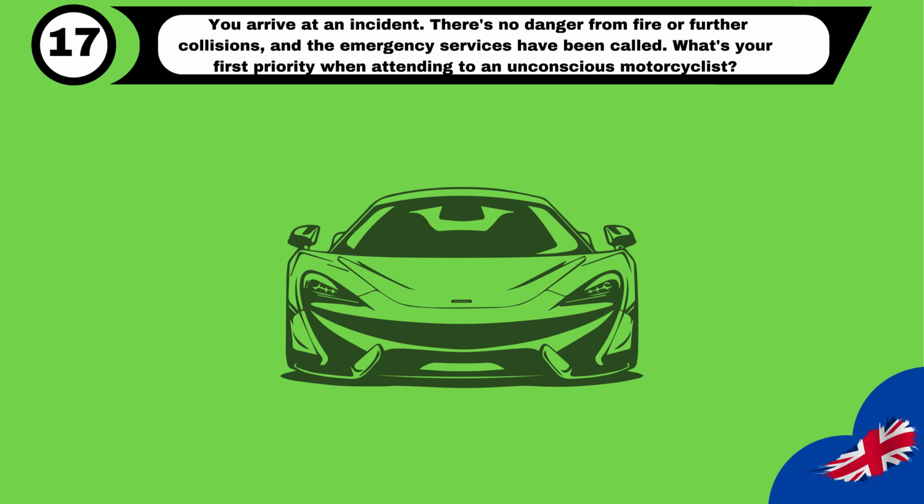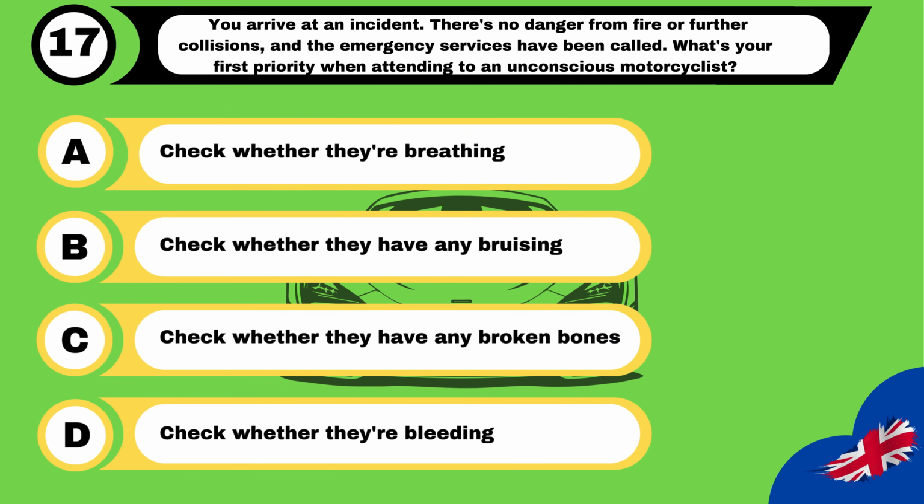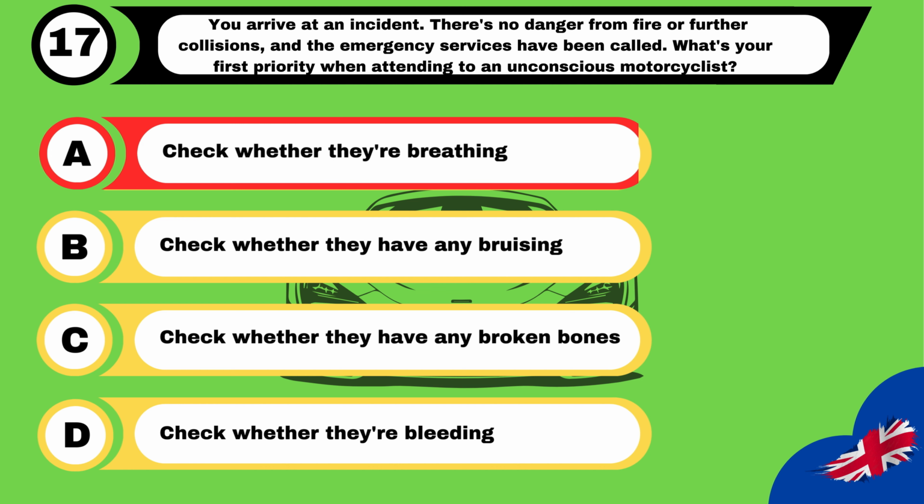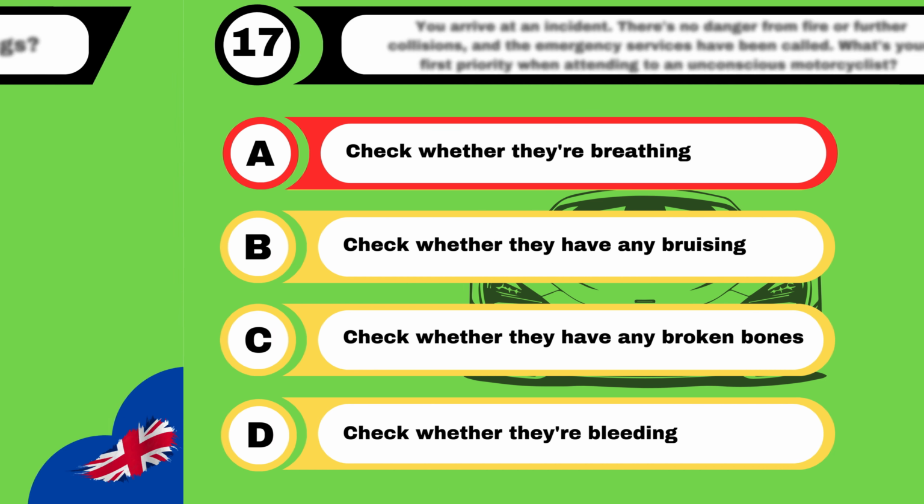Question 17. You arrive at an incident. There's no danger from fire or further collisions, and the emergency services have been called. What's your first priority when attending to an unconscious motorcyclist? A. Check whether they're breathing. B. Check whether they have any bruising. C. Check whether they have any broken bones. D. Check whether they're bleeding. The answer is A. Check whether they're breathing.